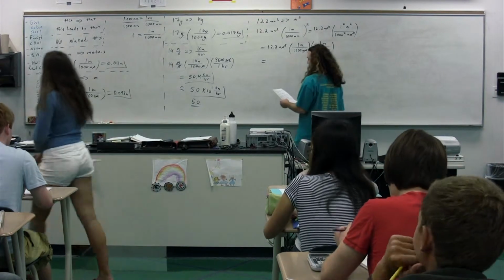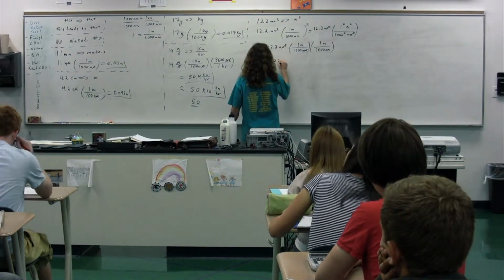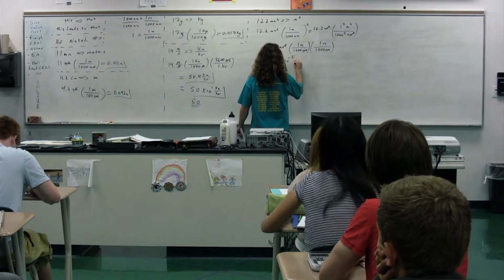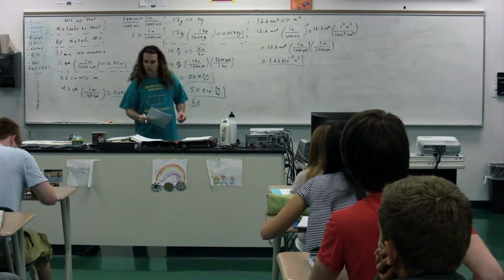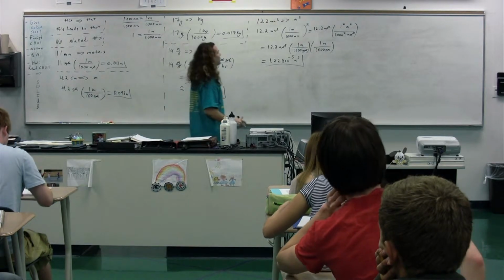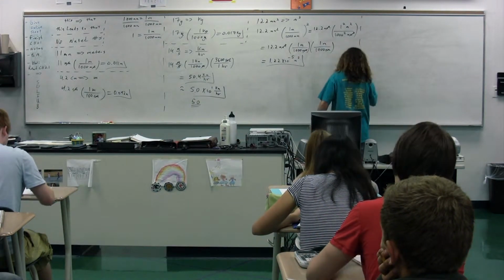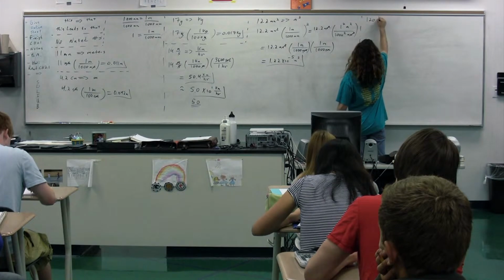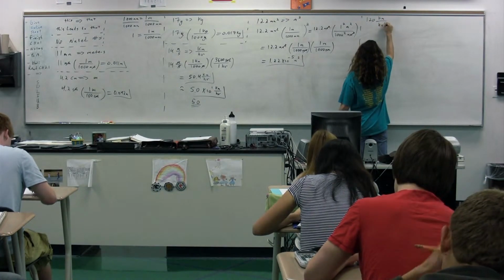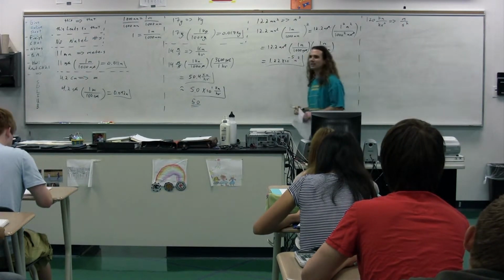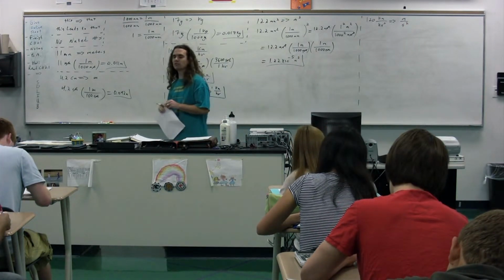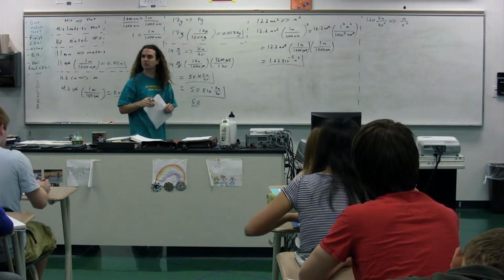Trevor? 1.22 times 10 meters. Great. Let's do another one. 120 kilometers per hour squared, we're converting to meters per second squared. 120 kilometers per hour squared, converting to meters per second squared.